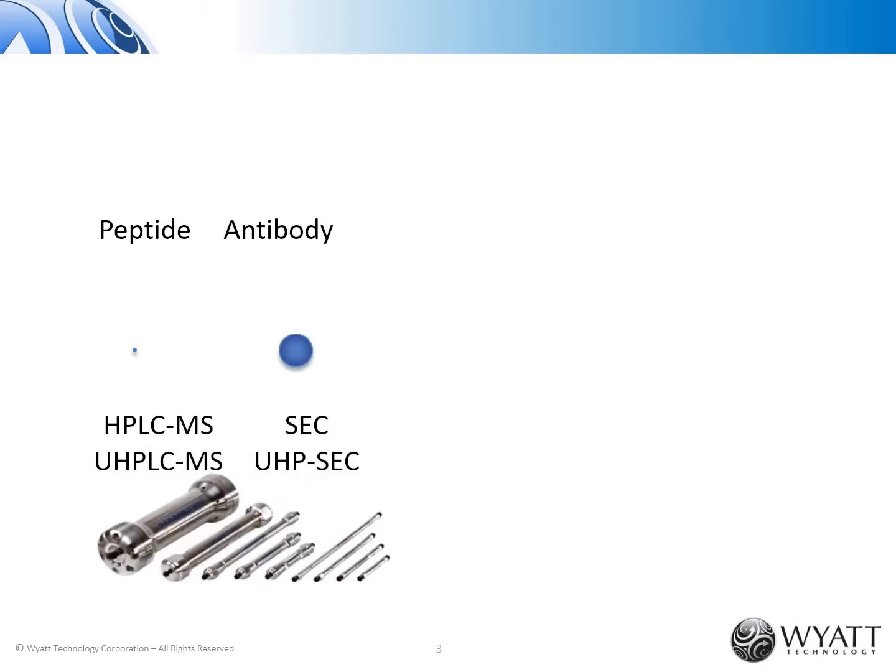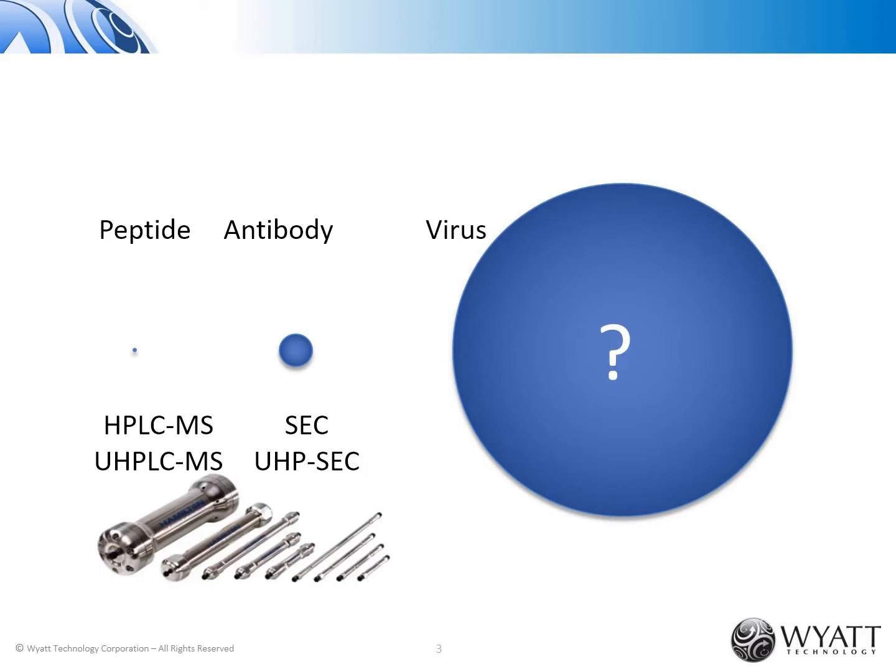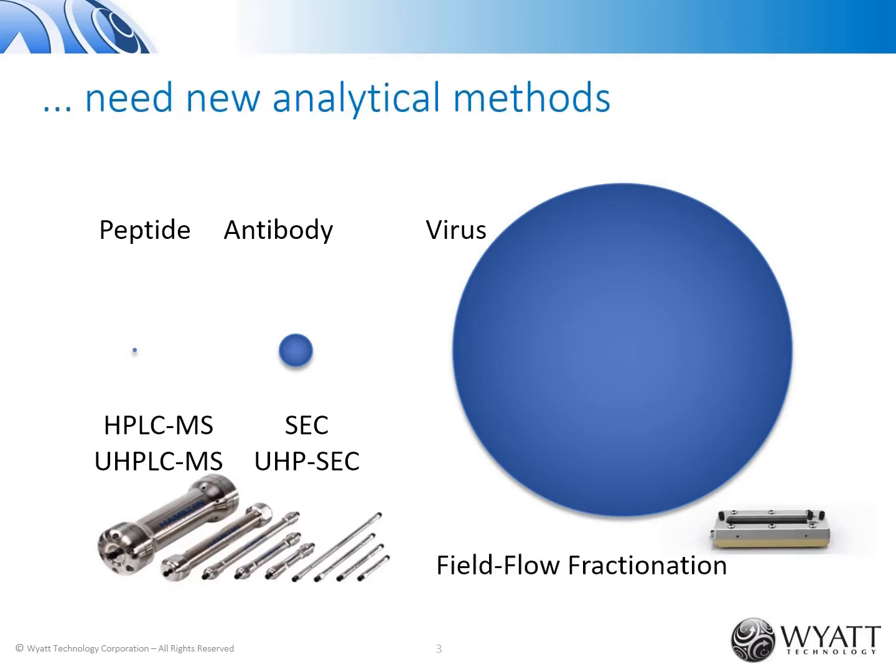Size is the most important property of nanomaterials, which makes them different from smaller molecules. To illustrate what we are talking about, this dot here represents the size of a peptide. Here we have an antibody, larger, but still in a size range that can be characterized pretty well by columns, like HPLC or SEC columns. Now this here represents a virus, and we can already understand just by looking at the size difference that columns may not be the best method to characterize them, and we need something else. And here FFF comes into play.